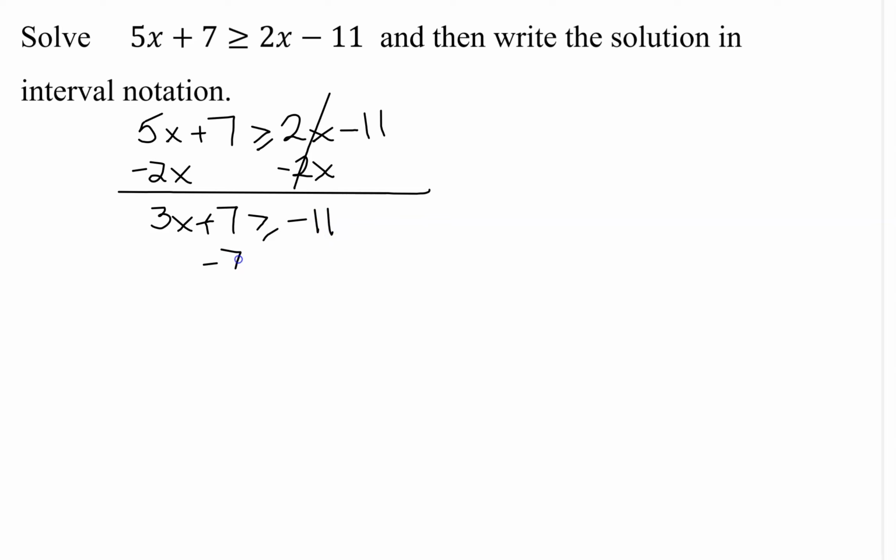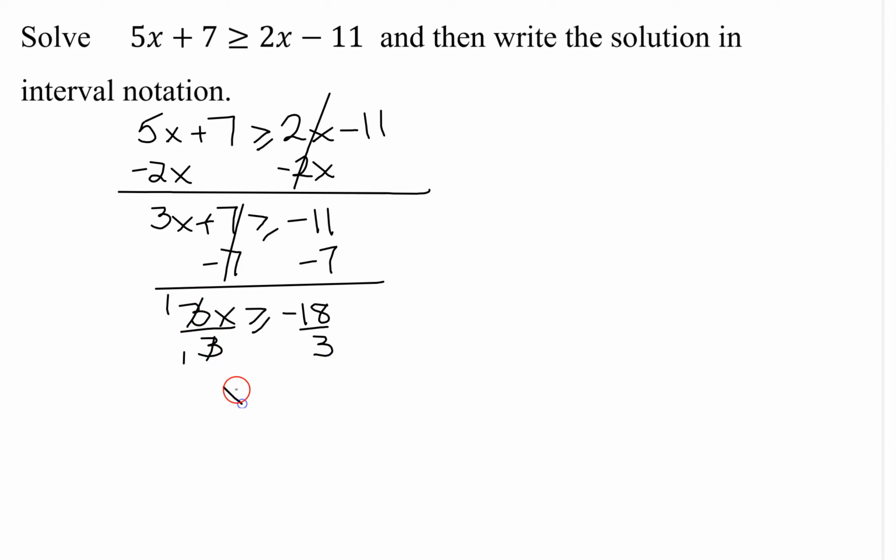Then I have to subtract 7 from both sides. So I get 3x is greater than or equal to, add a negative 11 to a negative 7, it's going to give you negative 18. And now to get x by itself on the left-hand side, I'm going to have to divide both sides by 3. But since 3 is a positive number, it will not reverse the inequality symbol. So I'm going to divide both sides by 3. And I get x is greater than or equal to negative 18 divided by 3 is negative 6.